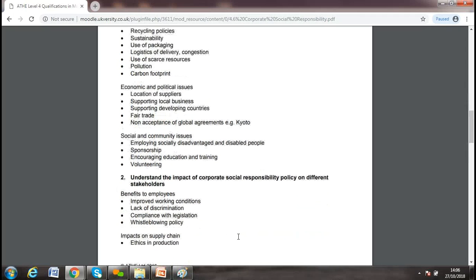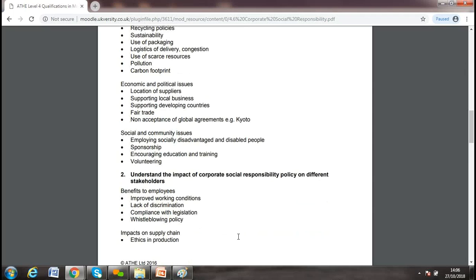During our last class, we discussed benefits to employees, improving working conditions, like flexible working hours, which help an organization meet its corporate social responsibility. We covered lack of discrimination and clear compliance procedures in place within the organization's policy. If there is any discrimination based on race, religion, sex, gender or transgender, an organization needs to act, as compliance with legislation is part of its corporate social responsibility.